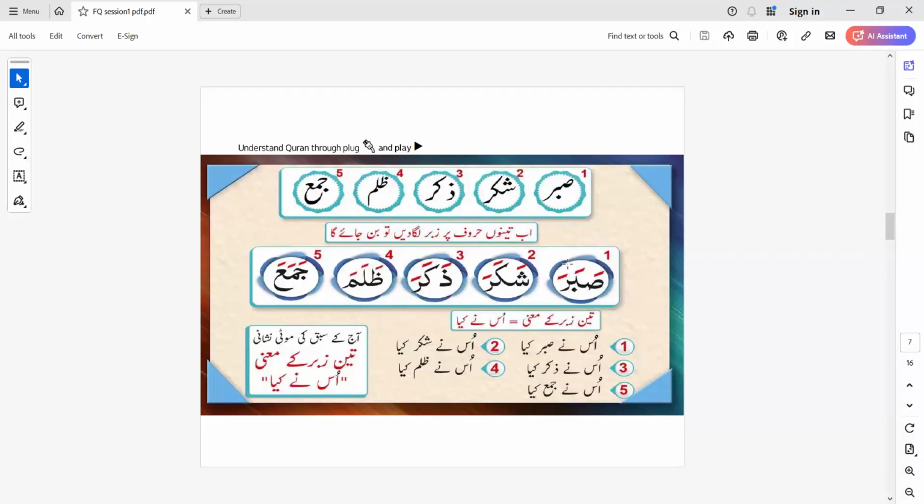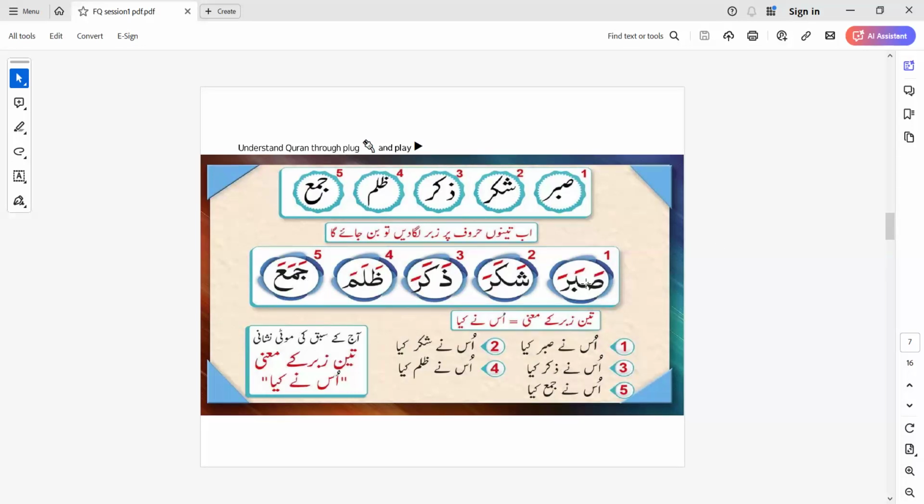"He" is a third person, someone we can't see. Sabara, shakara, zakara, zalama, jama'a: he did. Masculine, single, third person. Everything on this weight, any word coming on this weight, we will say "he did". In Quran, any word you see with 3 fathahs on it, could have something else joined with it, but at the moment we just see "he did".